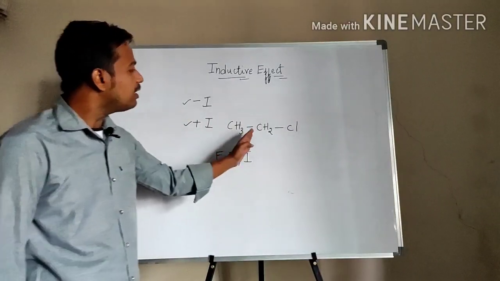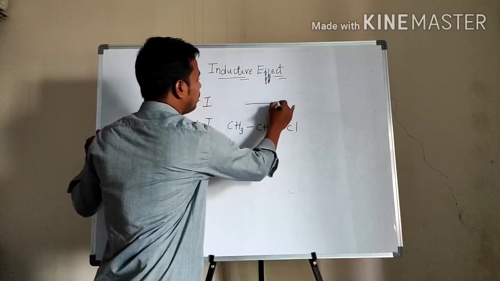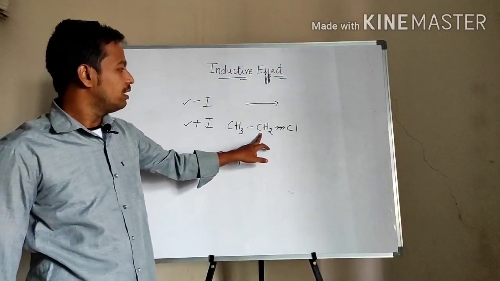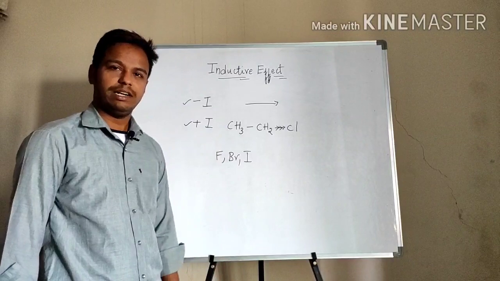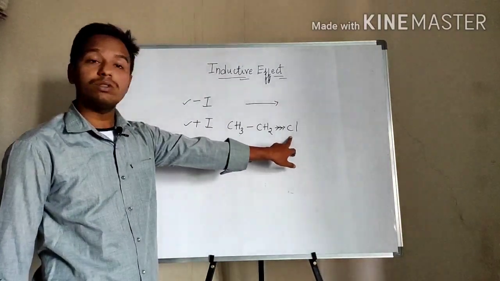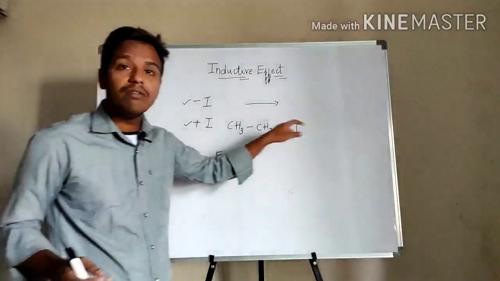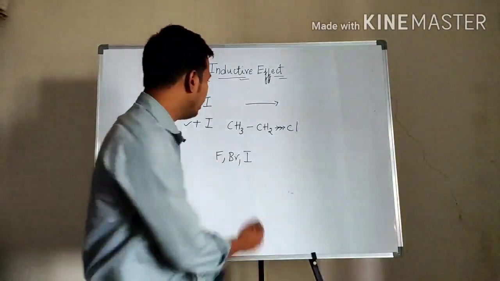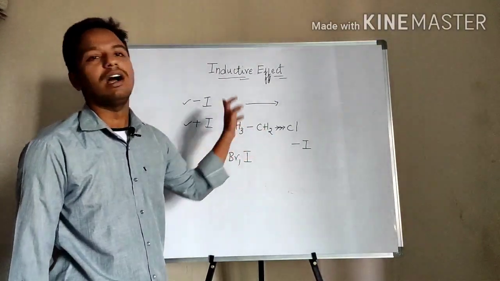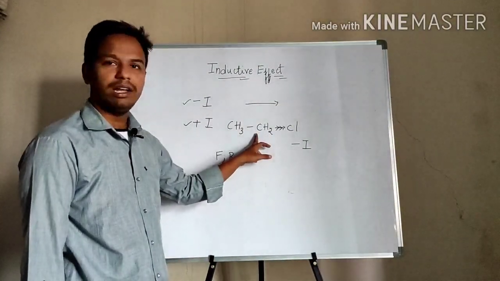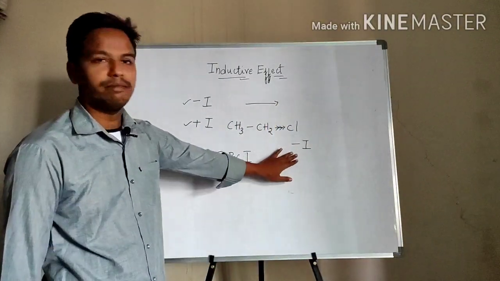Now we will check the movement of electrons. The movement of electrons is from right to left, that is, from the carbon to the chlorine atom. The electrons are moving towards the chlorine because chlorine is the most electronegative atom, and it is pulling the electrons towards itself. That's why we call this effect minus I. We represent it as minus I because electrons are moving away from the carbon, towards the chlorine atom.